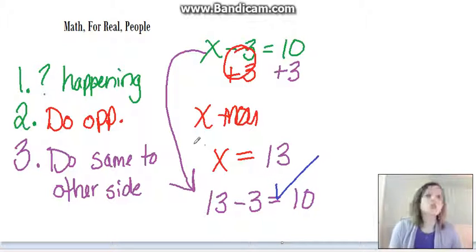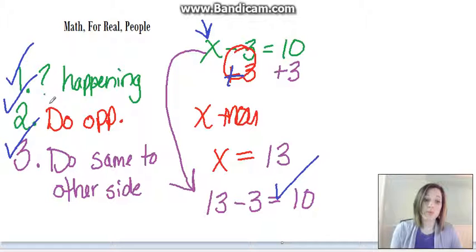You got it. So let me say it again without as much talking. So we started with x minus 3 equals 10. We're looking for what minus 3 equals 10. Well, what's happening to the side with our variable? It's being subtracted. So we need to do the opposite. We need to add 3. So we added 3. Whatever we do to one side, we do the same thing to the other side. So we added 3 to this side. And that got us our answer.